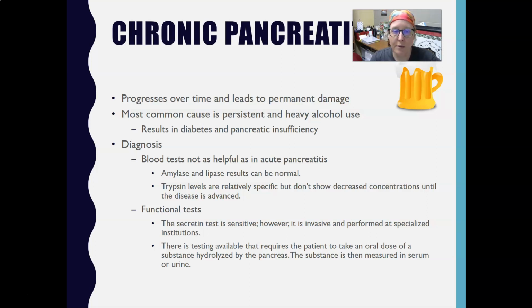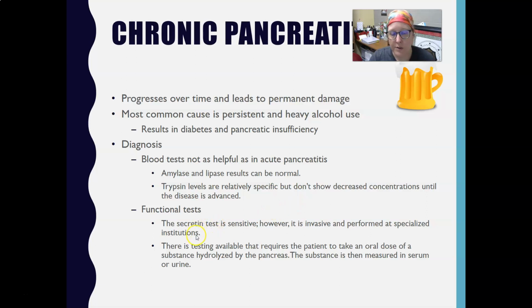So we diagnose them. The blood tests are not as helpful as in acute pancreatitis, because in acute pancreatitis, these levels are going to go up significantly. So in chronic, your amylase and lipase can be normal. The trypsin levels, which is one of the enzymes that digest proteins, are relatively specific, but you don't see the decreased concentrations until the disease is well advanced. So they've had to have chronic pancreatitis for a while, to where they've developed quite a bit of pancreatic insufficiency, and then their enzyme levels drop.